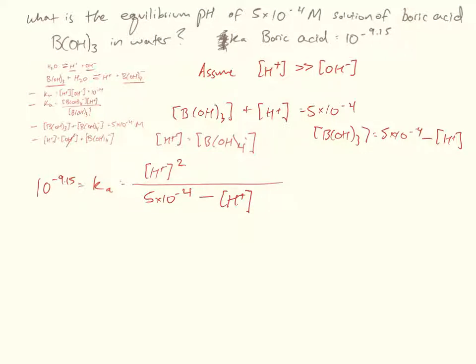The easiest way to do this is just with guess and check on your calculator, although you could rewrite this in the quadratic equation form. I get an H plus concentration equal to 5.91 times 10 to the negative 7th. Negative log of the H plus concentration equals our pH, which is 6.23. So that answers our question: what is the equilibrium pH of a 5 times 10 to the negative 4th molar solution of boric acid in water? Here we have a pH.